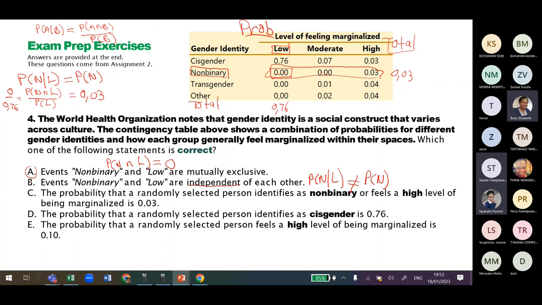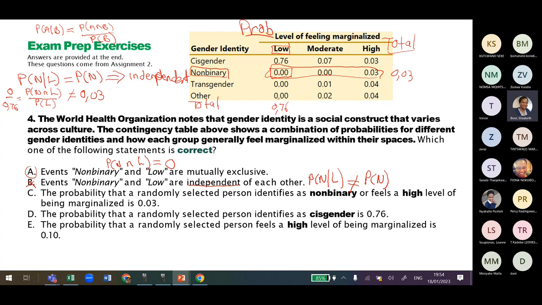Therefore they are not independent, because if they were equal, they would be independent. If they are equal, they are independent. I hope that is the way to write independent. So we've established that this side is equal to zero, because zero divided by 0.76 is zero, and the probability of N is 0.03. So they are not equal, so they are not independent.